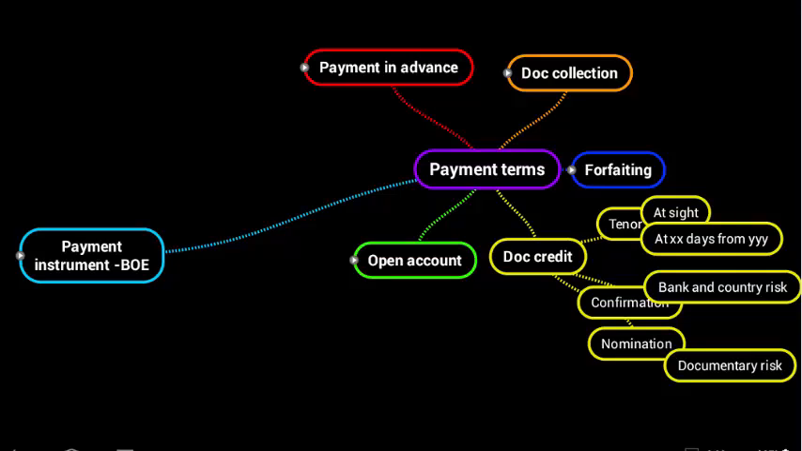The risk for the beneficiary is a documentary risk, that the documents he submitted turn out to be discrepant when they reach the issuing bank. The other risks are the bank and country risk, where the issuing bank or the issuing country is unable to honor their commitment on the due date.